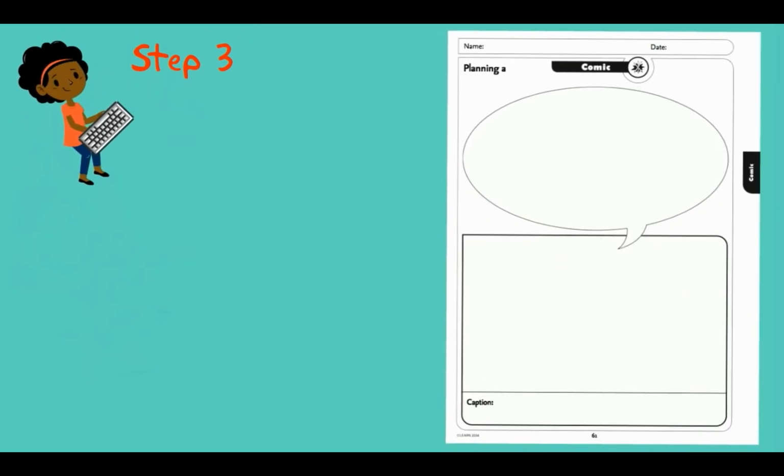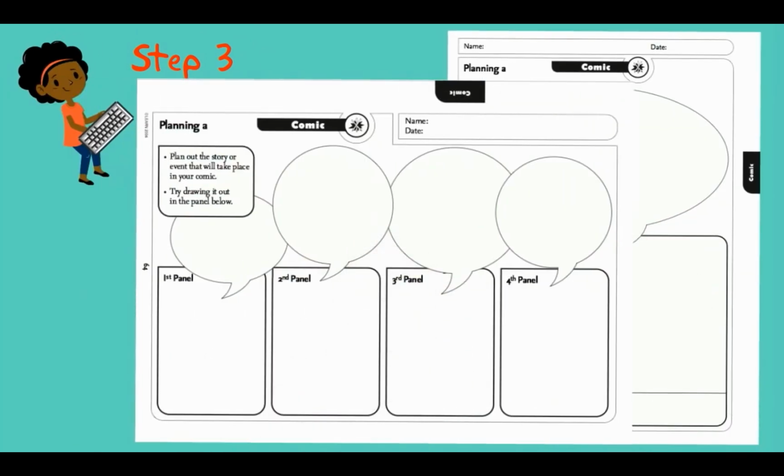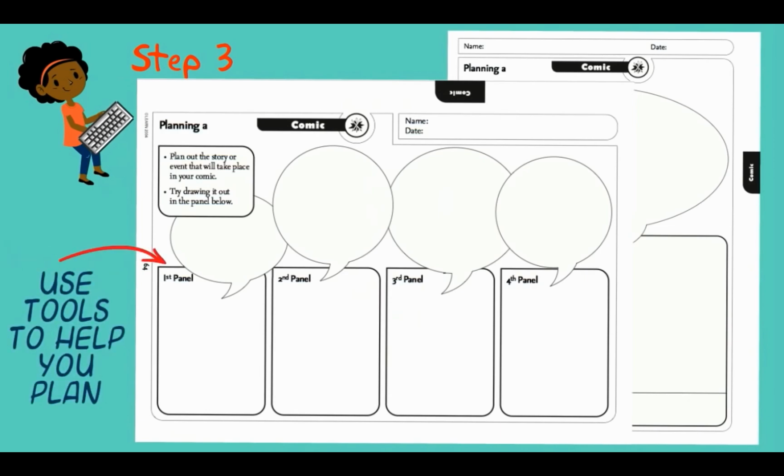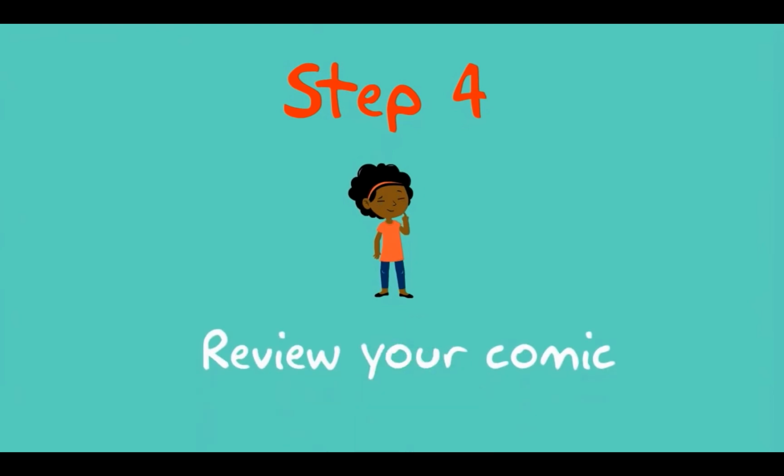Then you're going to do Write and Draw, step 3. Here they've got some templates for planning and writing for your comic strip. We're going to use some different templates, and you get to pick which one. Then step 4, review your comic.